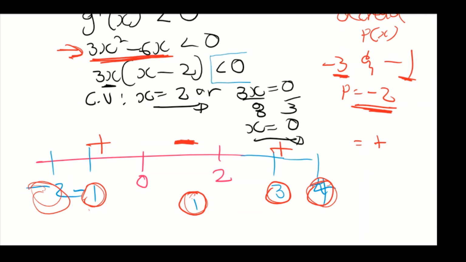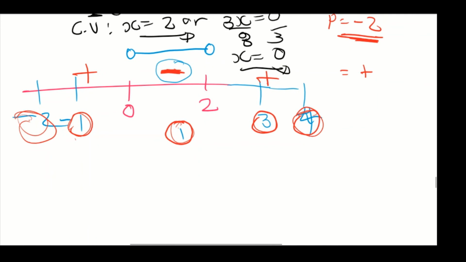So once you've done this, remember that this question says to find the values of x when the y value is less than 0. So this is where the y value is less than 0. This means now that your x values lie between 0 and 2. So to conclude, you will simply say your x value lies between 0 and 2.